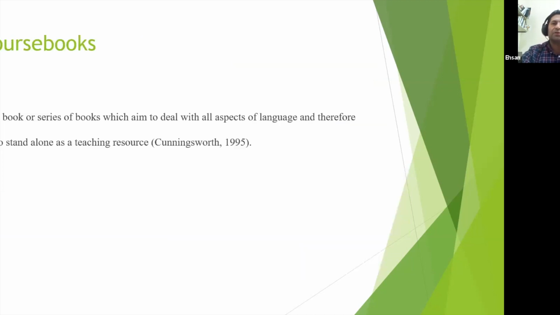Okay, focusing on the course book. A book or series of books which aim to deal with all aspects of language and therefore to stand alone as a teaching resource, according to Cunningsworth, 1995. This is a very basic definition of the course books.